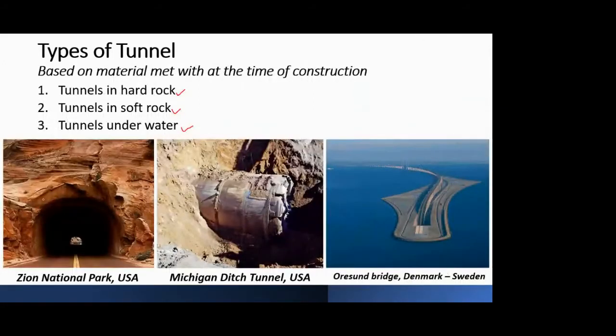But in the first case, the extreme left, the tunnel in Zion National Park, USA, this tunnel is excavated in a hard rock. That hard rock itself is capable of supporting whatever is the weight of the overburden over there. So whatever hole is excavated here, you see there is no concrete lining.